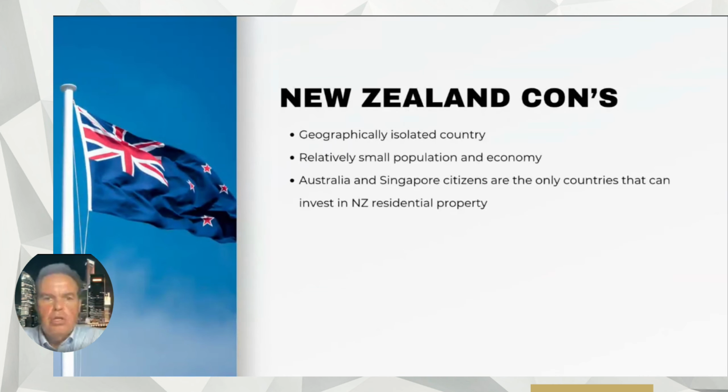So some of the New Zealand cons, well, it is a very geographically isolated country. That may be in its favour if the world all goes to pot. But just to fly from Singapore, it's about a 12 to 13 hour flight. That's a similar distance to flying from Singapore to the UK. So it's quite a long way away. It has a relatively small population and economy.